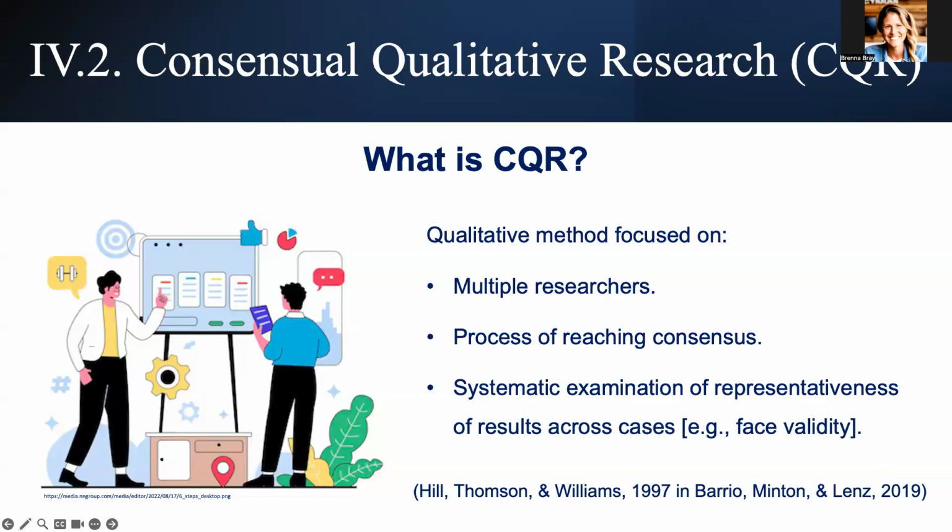So what is consensual qualitative research? Well, it's a qualitative method that focuses on the use of multiple researchers and the process of reaching consensus through systematic examination of representativeness of results or codes across cases. So the kind of process of face validity.